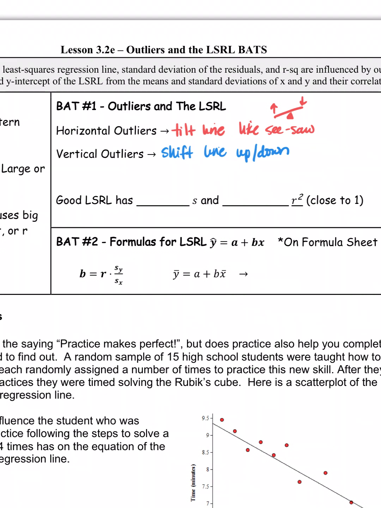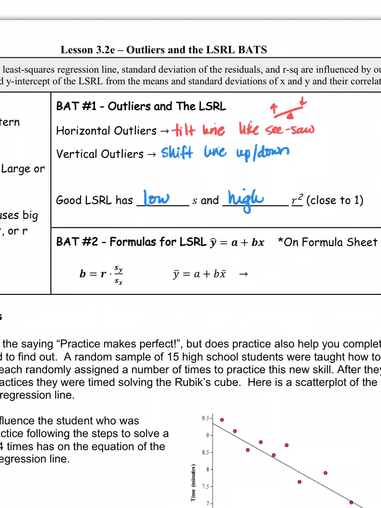So a good regression line has a low S. Remember S, we talked about that yesterday, is the standard deviation of the residuals. So it's a really well-fitting line, low residuals, right? And a very high R squared, meaning whatever X is a really good predictor of Y. The closer to 1 or 100% we are, the better predictor it is, okay?